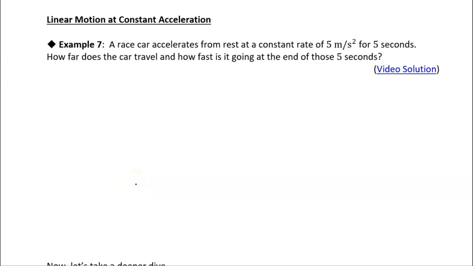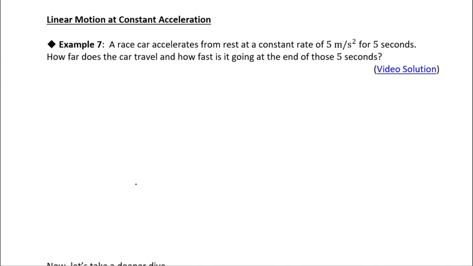All right, in these next examples, we're going to look at linear motion with constant acceleration. Before we were looking at constant velocity, so now we're going to look at constant acceleration. So what is acceleration? It's the rate of change of velocity. So the velocity is changing at a constant rate if the acceleration is constant.